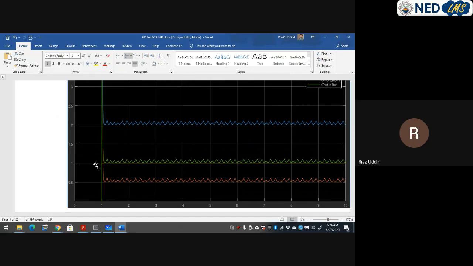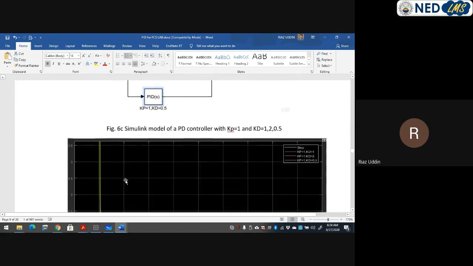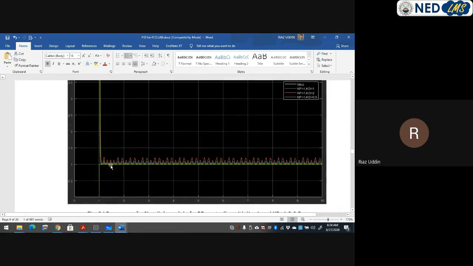But what happens next is the d action starts working. Now we have the same value of proportional gain, but a different value of the derivative gain. Now you can see the different magnitudes. For example, the red line gives the highest magnitude of change. It means that if you use a lower value it will remove more error.